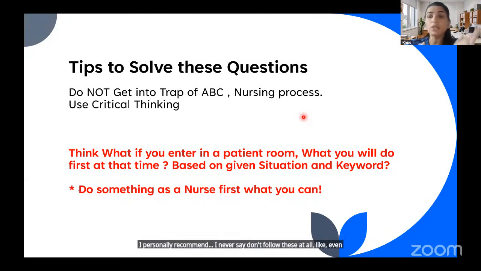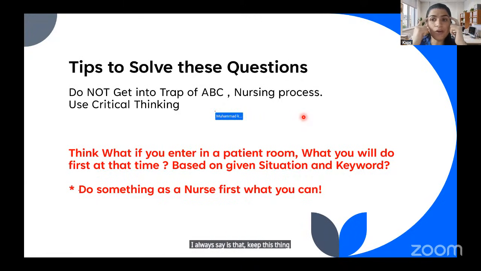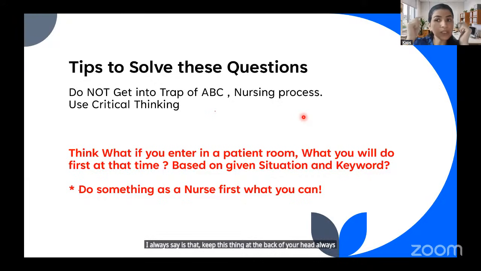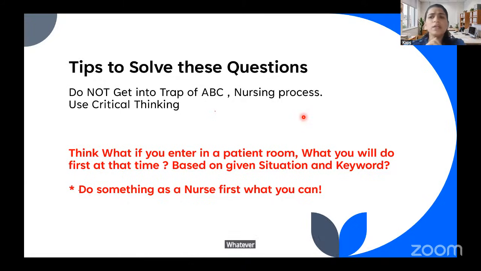But I personally recommend, I never say don't follow these at all, even the Maslow hierarchy. Keep this at the back of your head always: ABC, the nursing process, Maslow, whatever you're learning. But at the same time, use your critical thinking skills.